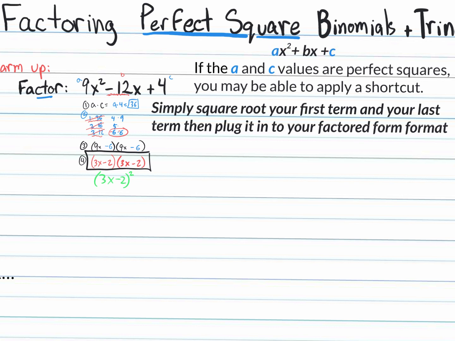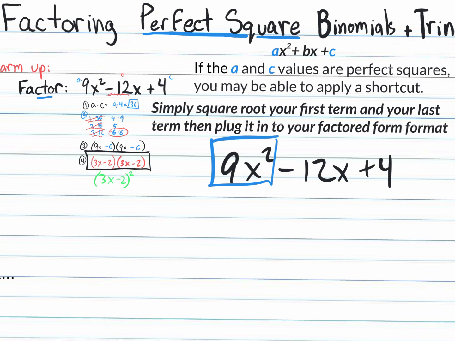So I'm going to rewrite this question right here. Okay, here it is. 9x squared minus 12x plus 4. I notice that this guy right here is a perfect square term, and this guy right here is a perfect square term. So what these notes say is that I could square root those terms and plug it into my factored form answer format. Now, what answer format are we talking about? A binomial times a binomial.